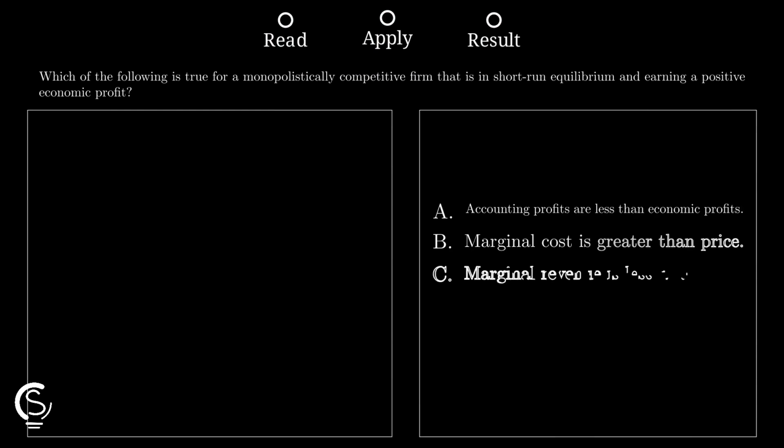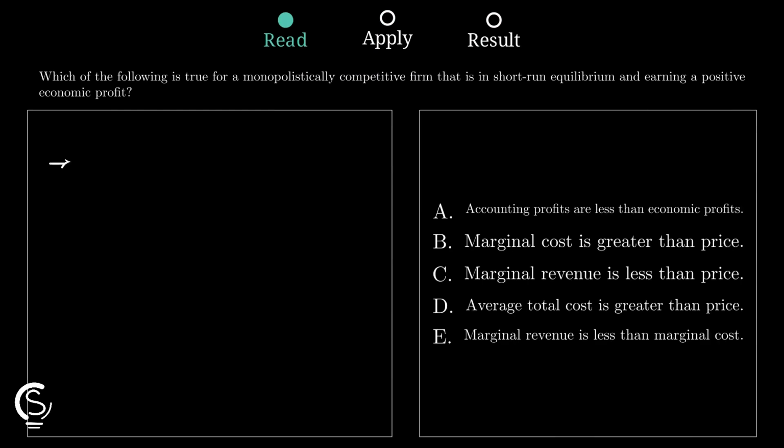In a monopolistically competitive market, every firm faces a downward-sloping demand curve because their products are unique. This means they have some market power to set their own specific prices.